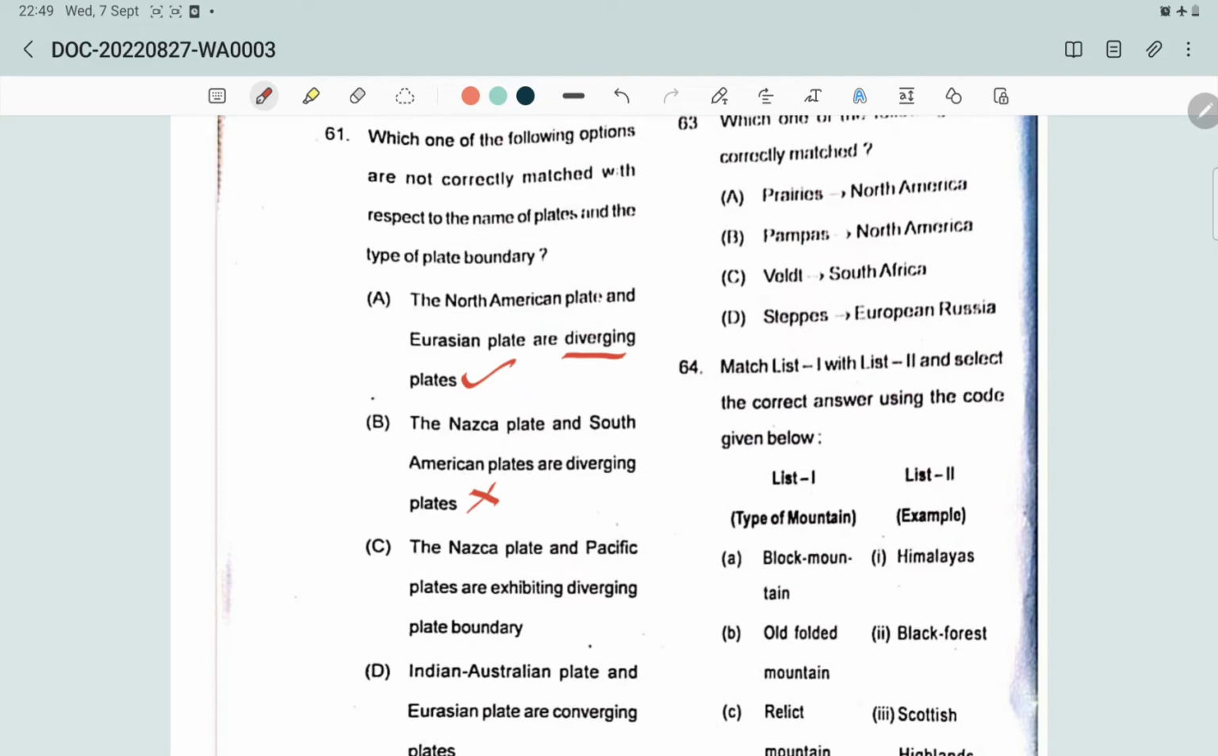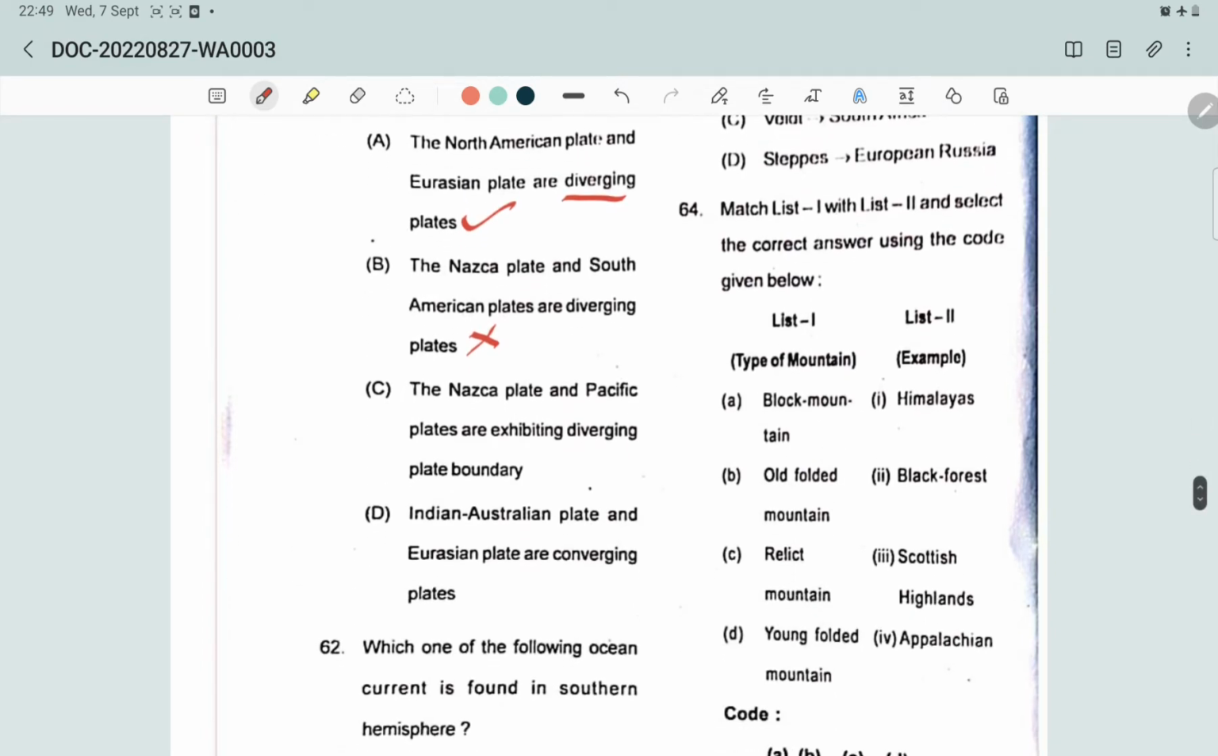And the next statement, that the Nazca plate and the Pacific plate are exhibiting a diverging plate boundary, is also a correct one. The southern side of the Nazca plate is a divergent boundary with the Antarctic plate, where the Chile Rise and the sea floor spreading permit magma to rise, and the western side is a divergent boundary with the Pacific plate forming the East Pacific Rise. So it is also a correct one.